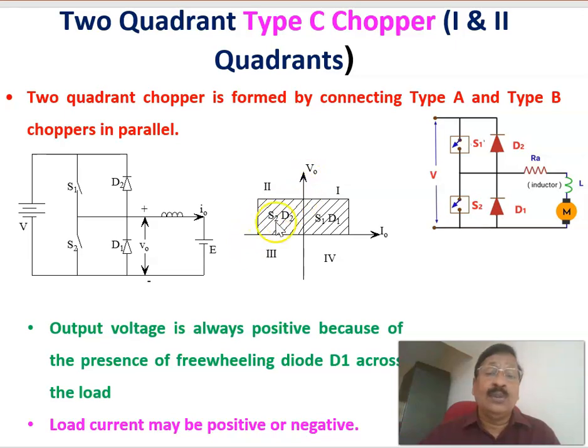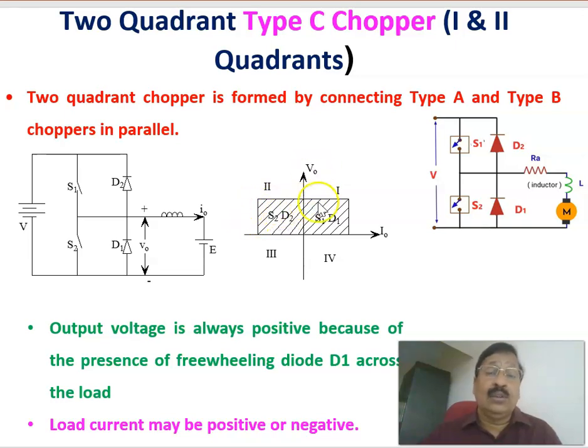The product, if you again calculate T into omega or voltage into current, you can see that it is negative, meaning that the power is flowing from the load side into the source side, or that it is working in the second quadrant. Therefore, this is called a forward motoring case, in which the power is flowing from the DC source into the motor, and this is called reverse braking.